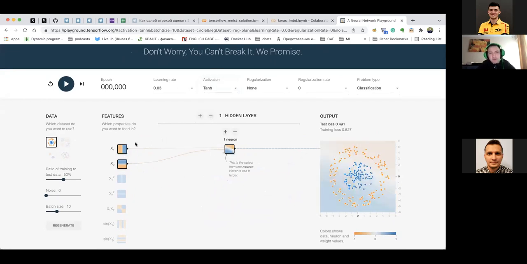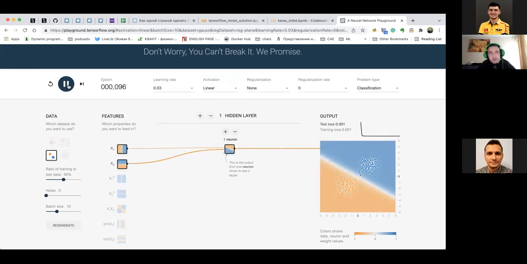Let us assume we have one neuron with two inputs, and just a linear activation function, and we have such a data set. We have two types of classes, and we can actually draw a line which separates them. If we run the training of the network, after some iterations we're going to have a steady line which distinguishes one class from another.